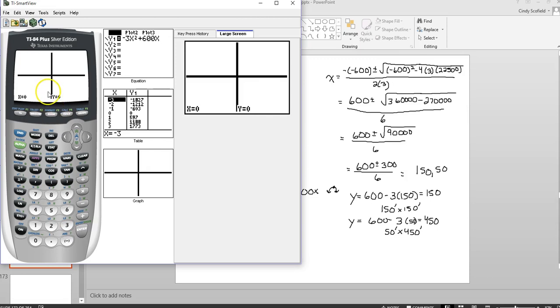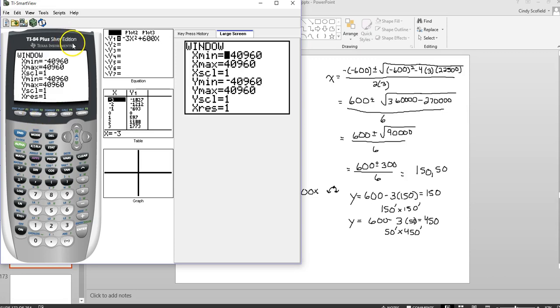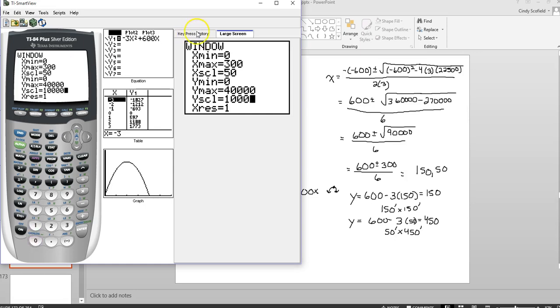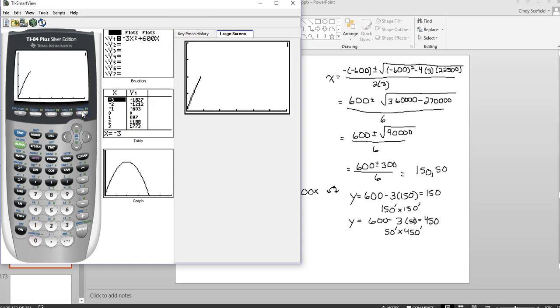All right, well, let's see here. I know I was dealing with x's with numbers like 50 and 150. So let's just set our window. Let's set it from 0 to 300, and let's let the scale be in increments of 50. And then for the y's, that's looking pretty good actually. So we do 0 to 40,000 and a scale of 10,000. That's not so bad, is it?